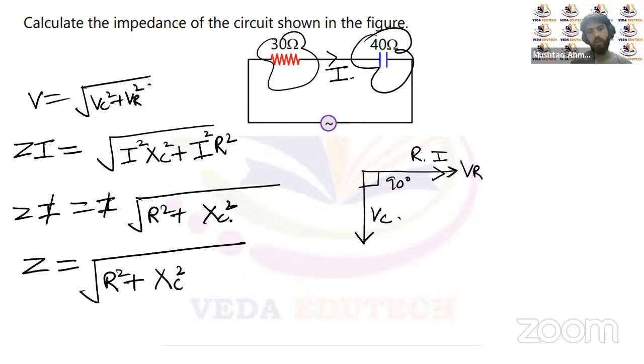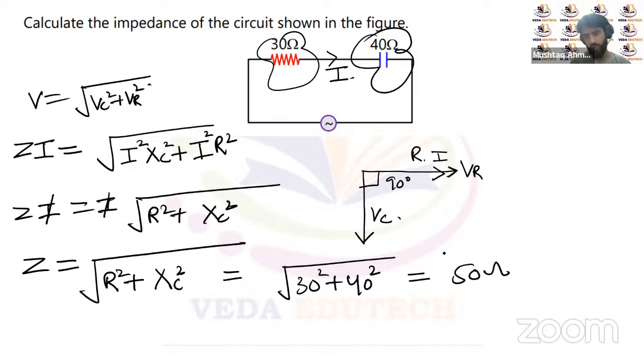I can substitute the value of R, which is given as 30, and the value of XC, which is given as 40. So it will be root of 30 square plus 40 square, which is equal to 50 ohms. So 50 ohm will be the total impedance offered by the circuit.